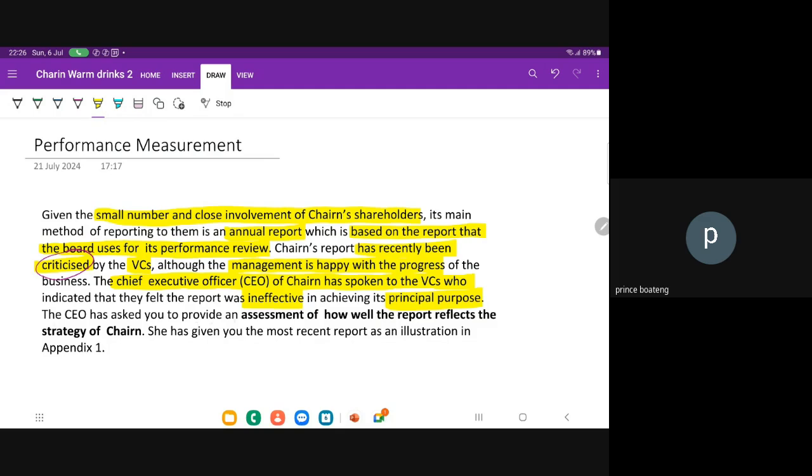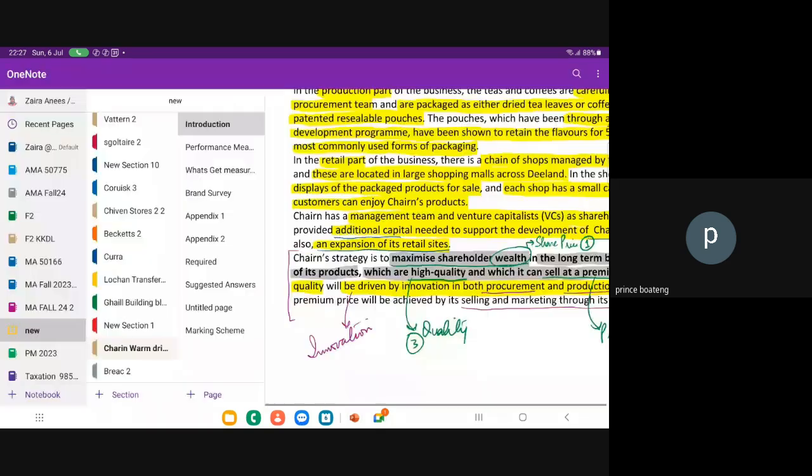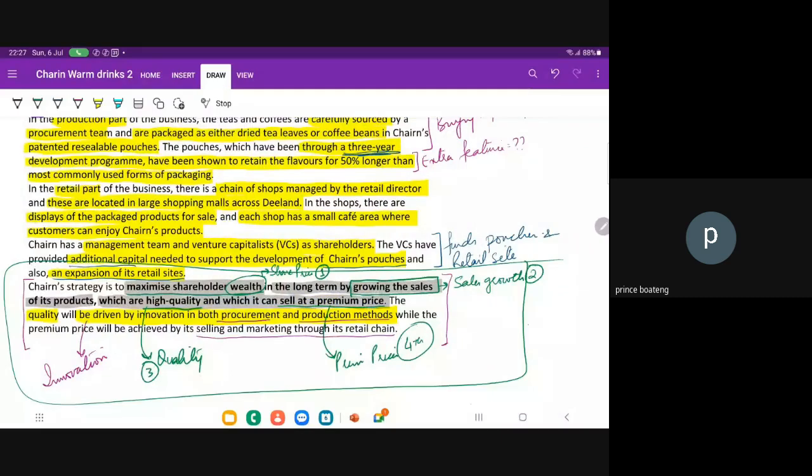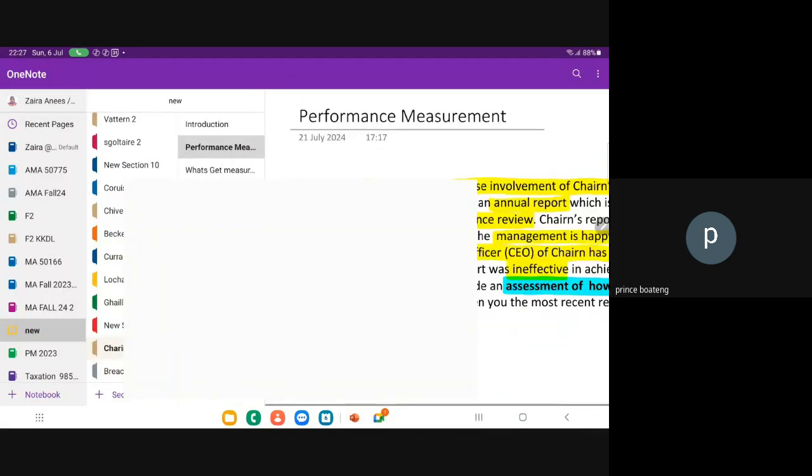The CEO has asked you to provide, and this is an important thing, an assessment of how well the report reflects the strategy of Sharon. Now, what is the strategy of Sharon? The strategy of Sharon is this one: how the company will perform. This part is the strategy, the long-term objective. So the long-term objective is actually the strategy.